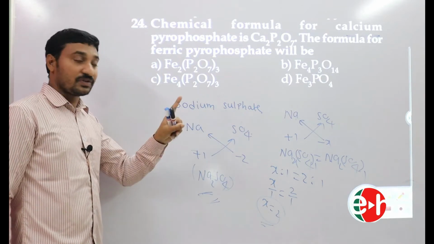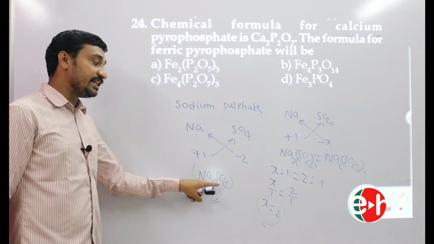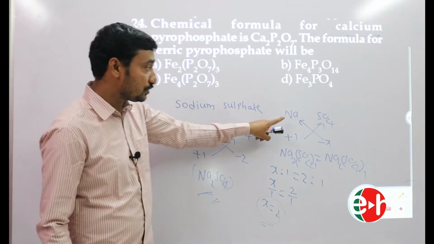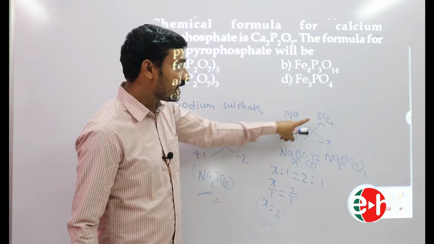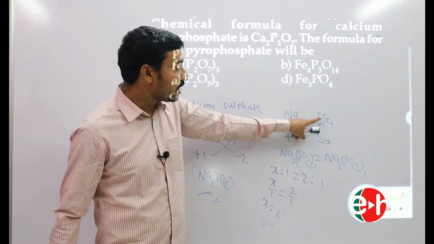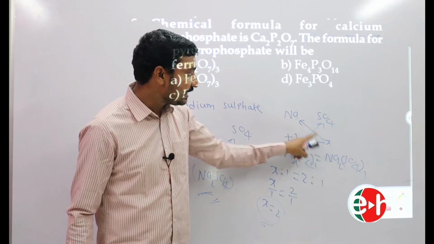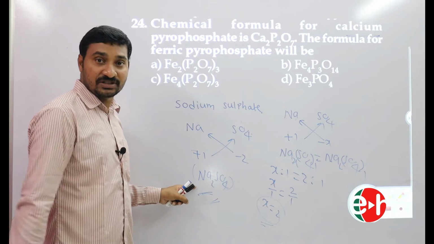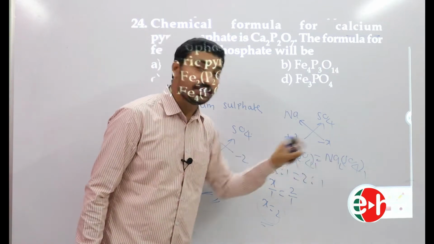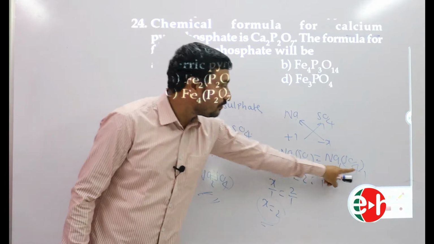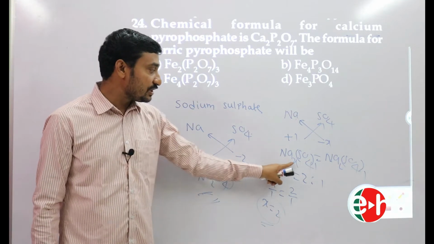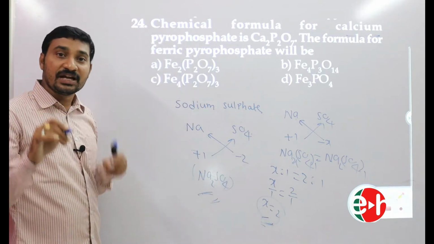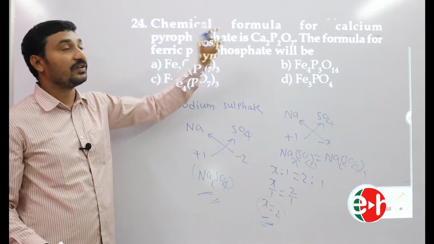Okay. First one, sodium sulfate, formula Na2SO4. Asked: find the charge on sulfate. Sodium is Na +1. Sulfate we don't know, so suppose the charge on sulfate is -X. Then Na X times, SO4 one time. Sodium sulfate's formula is given: Na2SO4. Now this ratio must be equal to this ratio. X:1 is equal to 2:1. Then X is equal to 2.